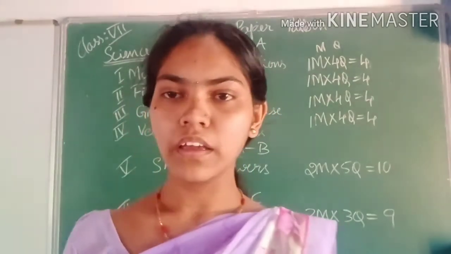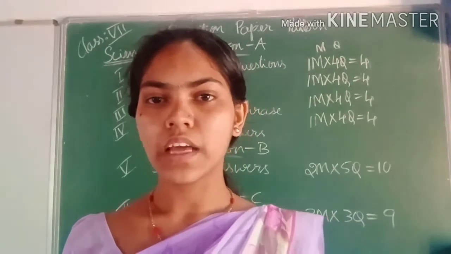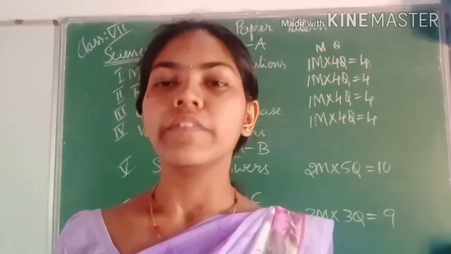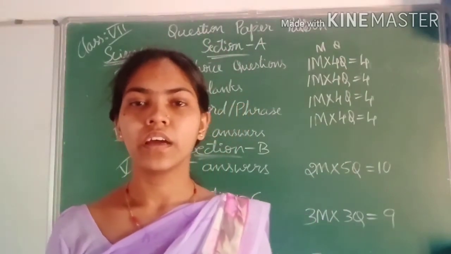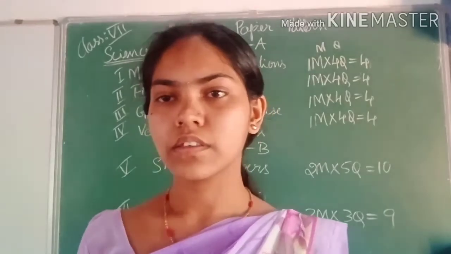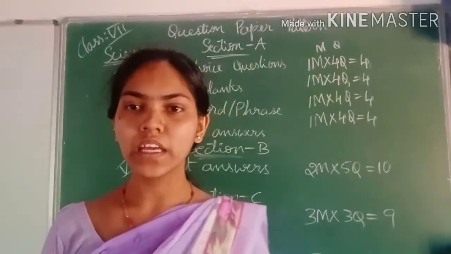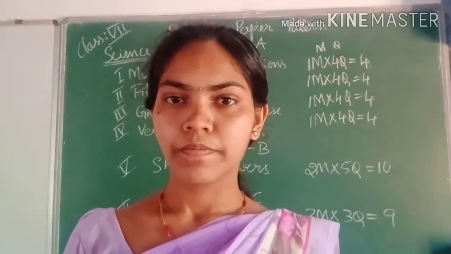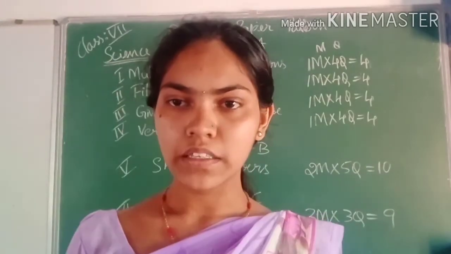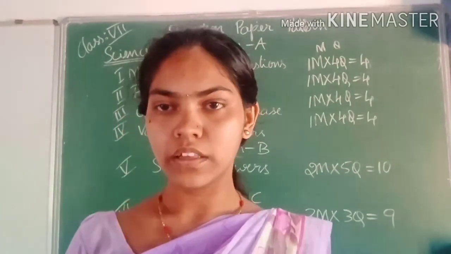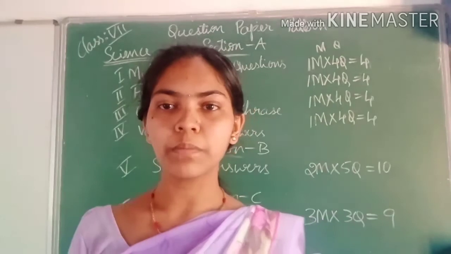What do you mean by herbivores, carnivores, and omnivores? That you should know. And which are the steps involved in the nutrition process? There are 5 steps. Which are they? First is ingestion, digestion, then absorption, assimilation, and excretion. So these are the steps involved in the nutrition process.